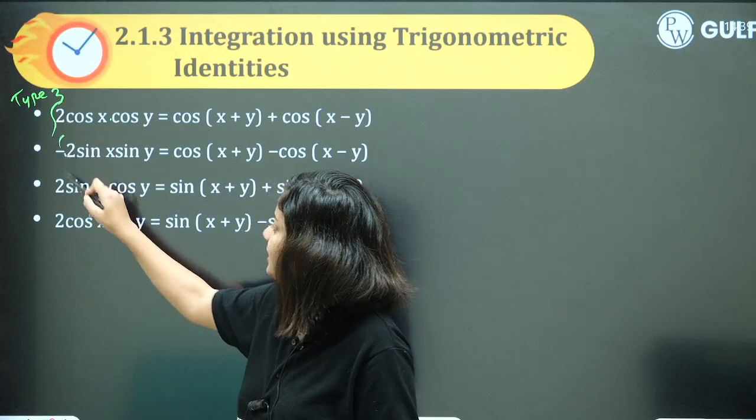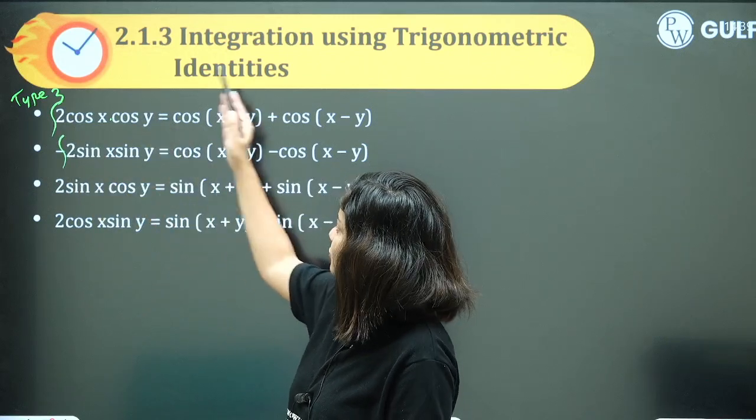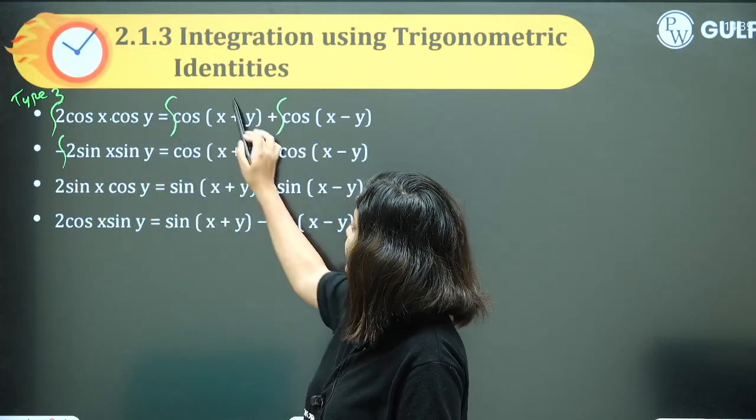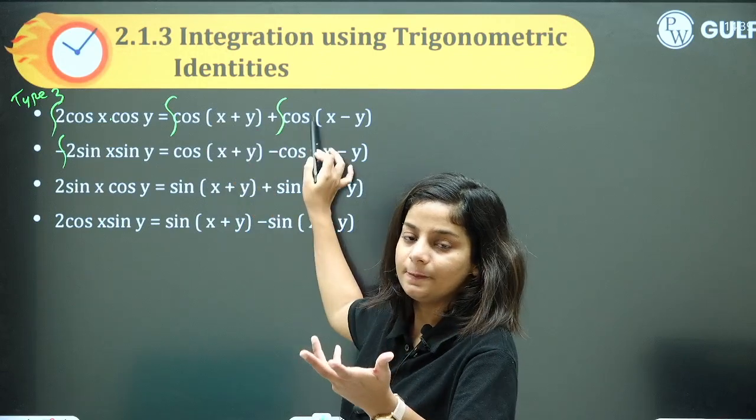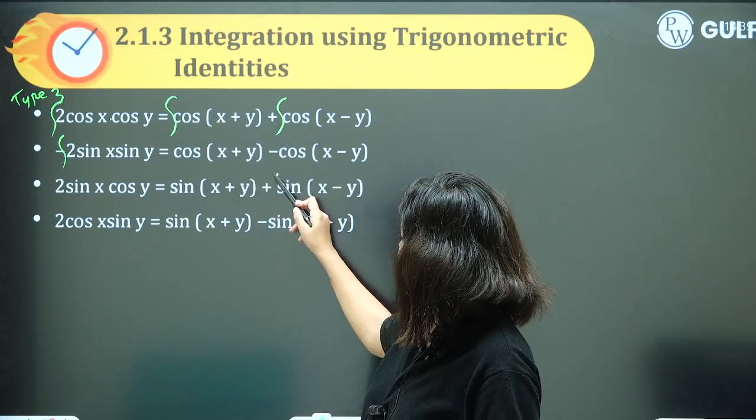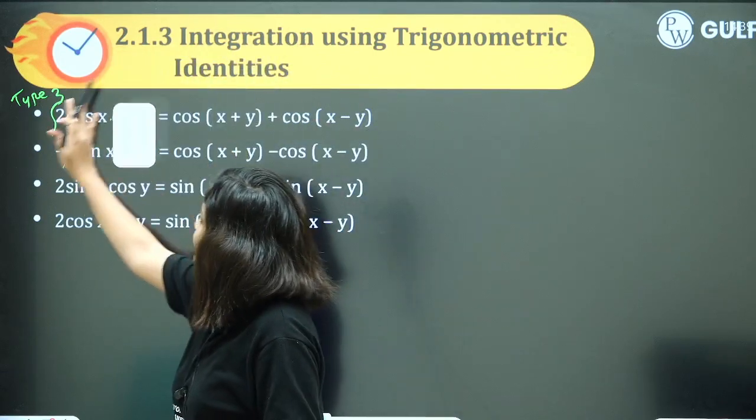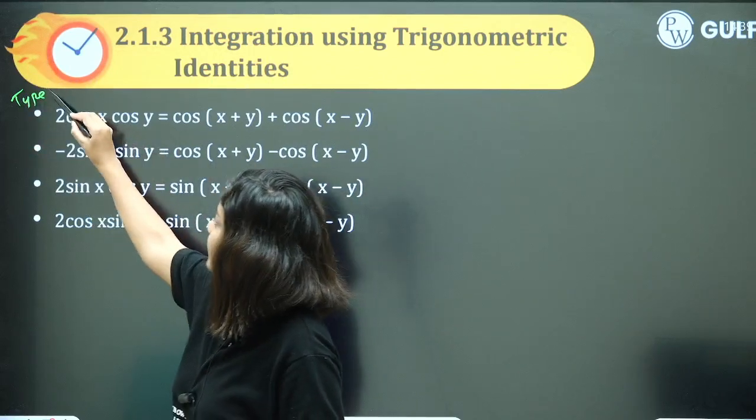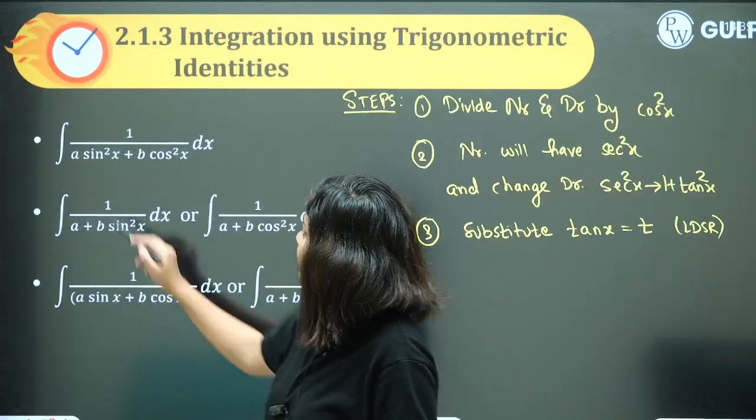If there is an integral, suppose, you convert it. Taking the cos x integral is very easy. Taking the sin x integral is very easy. So the question will simplify very much. That is type 3.